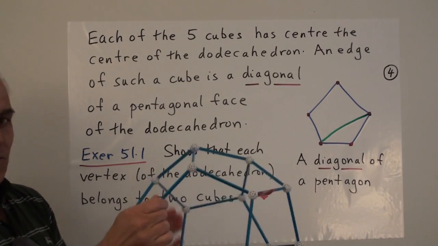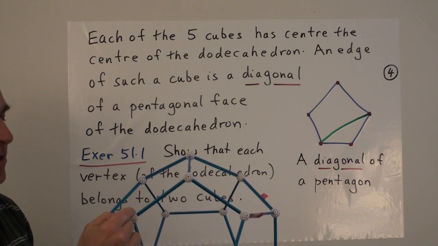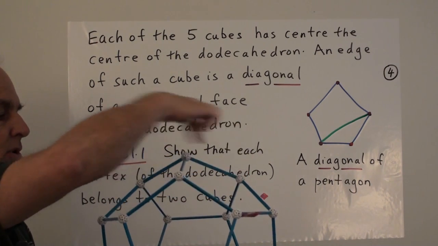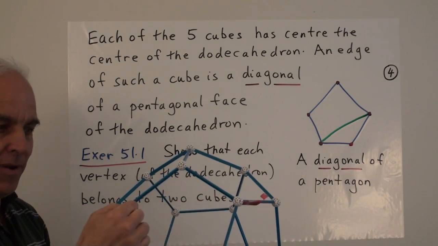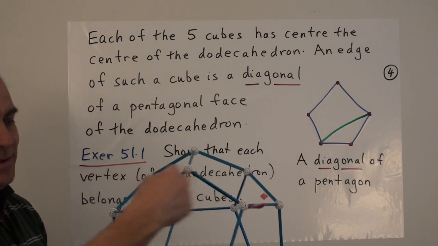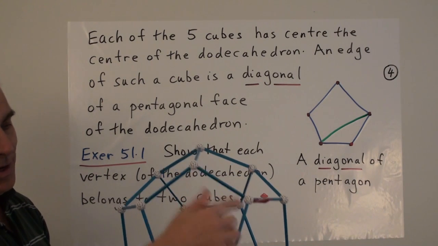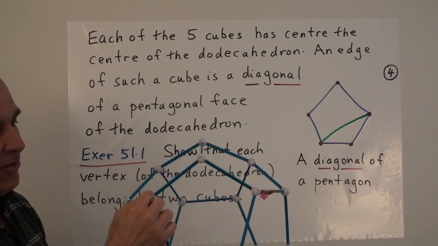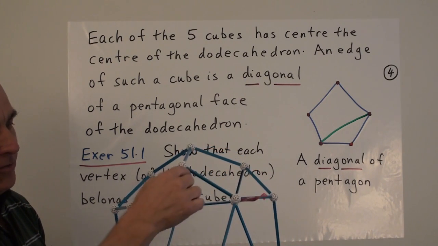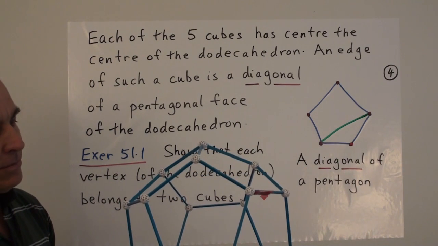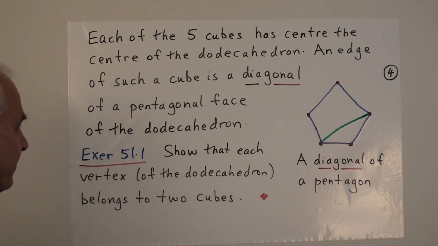And an edge of such a cube is a diagonal of a pentagonal face of the dodecahedron. So we said that the faces of these cubes consist of things like this. We're joining this point to this point to this point to this point to this point. So the actual edges of the cube are diagonals of the pentagonal faces. There's a pentagon face. It has these as the edges, and then these are diagonals. It has these 5 diagonals. And those are the edges of the cube.